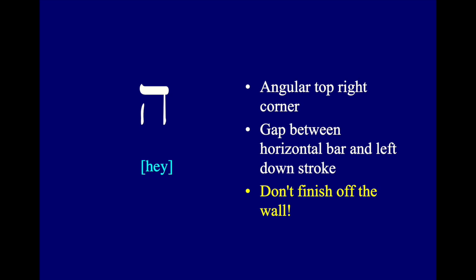So, an angular top right corner, a little bit hanging off the edge here, but it's actually not necessary. The necessary thing to remember when making this letter is to make sure that there is a gap between the horizontal bar and the left down stroke. Don't finish off that wall, don't block up the air, don't block up your huh. There's your hey. So Aleph, Beit, Gimel, Dalet, hey.